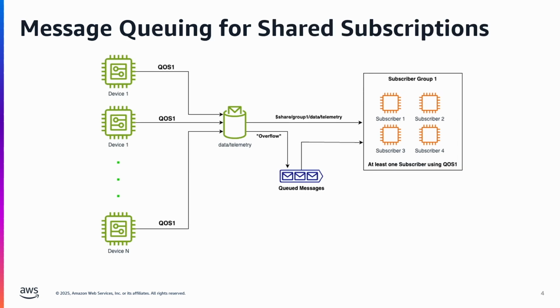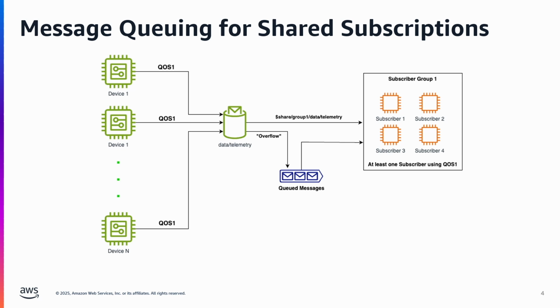In this diagram, we show message queuing support for shared subscriptions. When messages are published as QoS 1 and at least one or more subscribers are configured as a persistent session, then messages that cannot be delivered immediately to the subscribers will be placed onto the queue for that shared subscription. An example of this could be peaky traffic, where you have a very high number of messages being published in from your fleet without enough subscribers to process the messages.